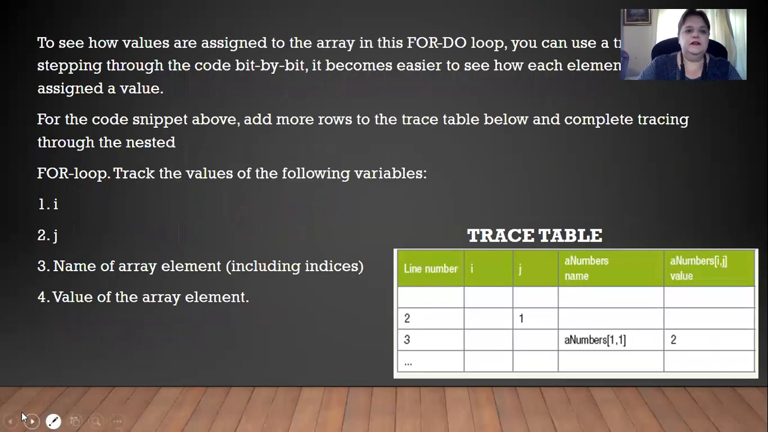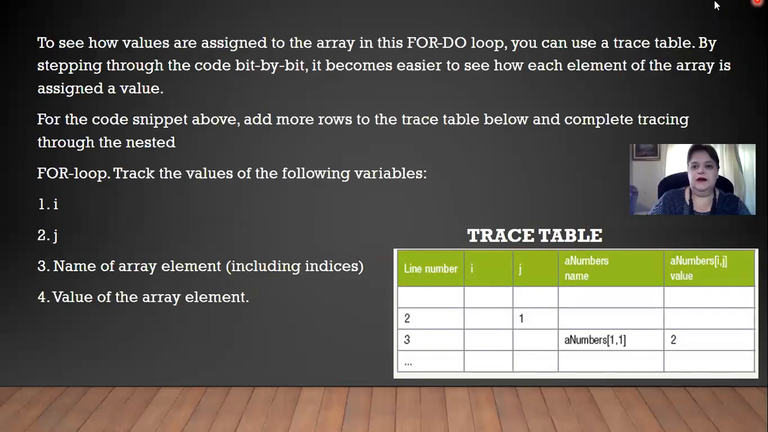So to see how values are assigned to the array in this for loop, you can also use a trace table. Now, this is something that we are doing with grade 10s. Remember I said to you, in the final exam, you are going to get an algorithm. It's approximately 9 marks worth. It can be a trace table, a UML diagram, or pseudocode. There's a variety of algorithms. It is important that you go back to your grade 10 work.